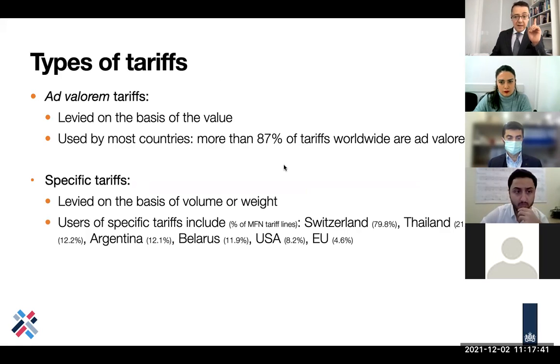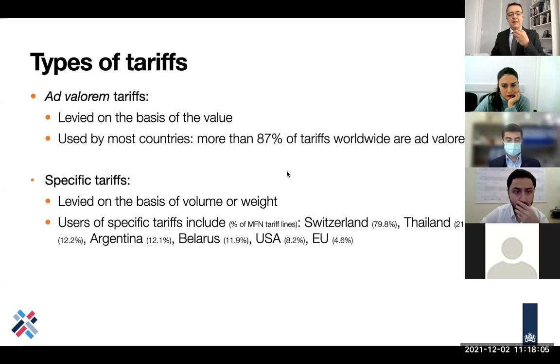But then there are specific tariffs. And specific tariffs make all the difference in the world, because specific tariffs are not levied on the value of the product, but on some physical attribute: weight, volume, size, packaging units.